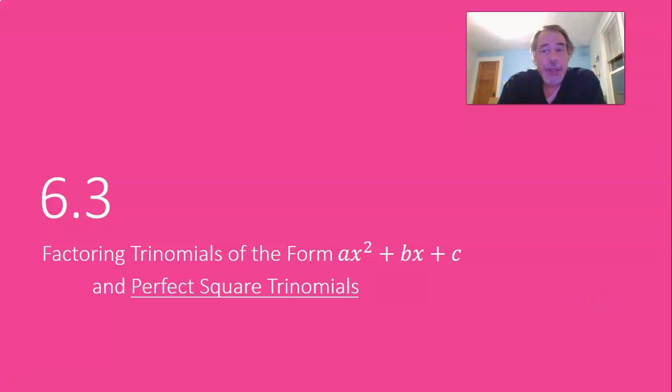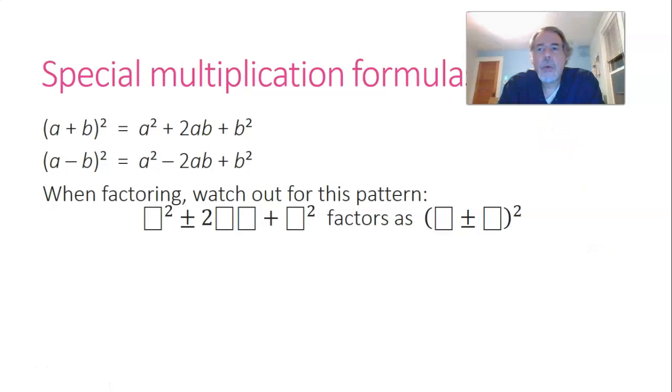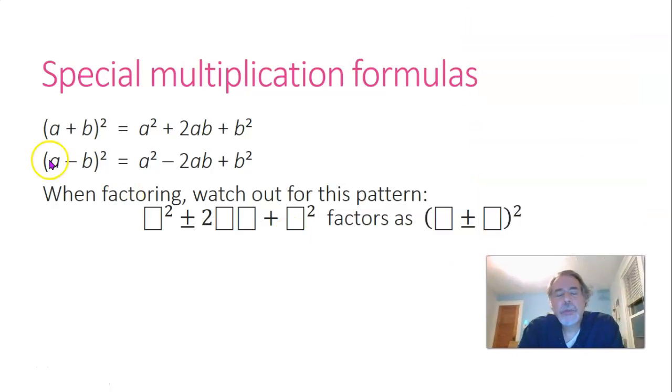Now there's one more thing we have to talk about in section 6.3, and that is perfect square trinomials. Now when you learned about multiplication, hopefully you learned what happens when you have a binomial, either something plus something or something minus something, and you square the whole thing. When you multiply it out, you get something that fits this pattern.